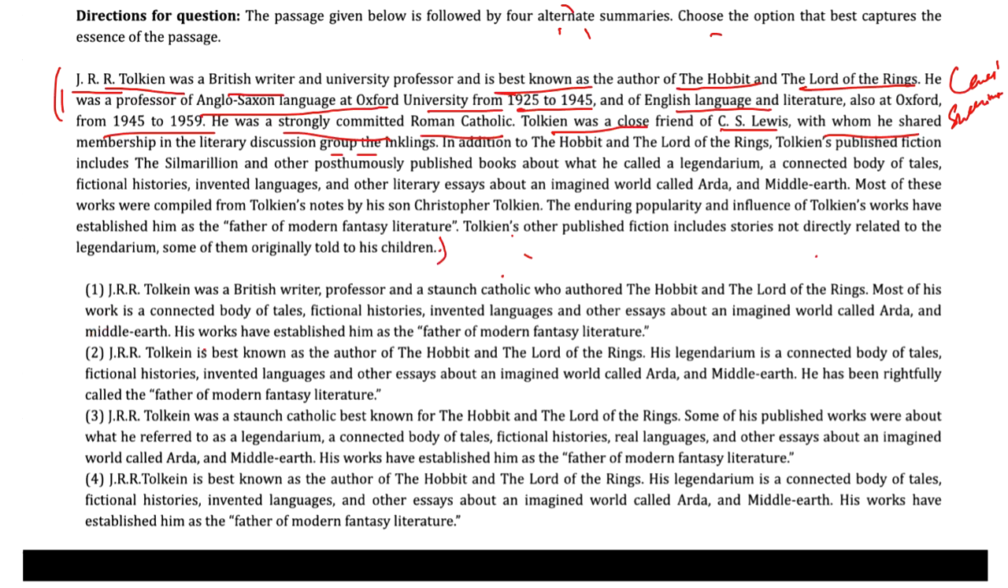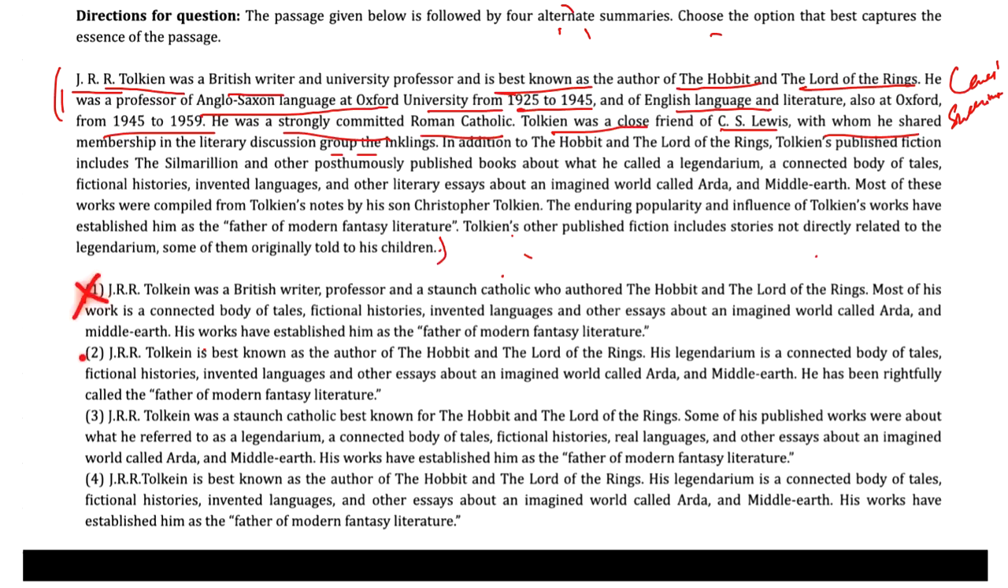and the fact that his works have established him as the father of modern fantasy literature. Now look into the first option. The first option says most of it is a connected body of stories, fictional histories, invented languages, and other essays about an imagined world called Arda and Middle Earth. The paragraph does not mention this, nor can it be implied. So hence, you would find out option one is not the correct one.